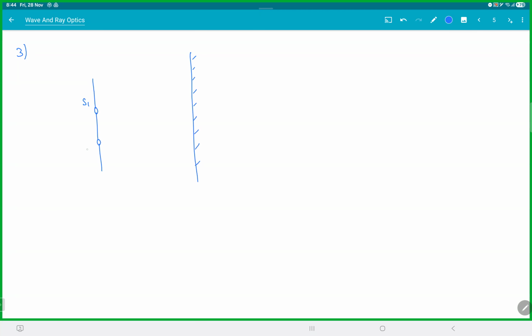S1, S2. So you're sending a parallel beam of light. Let's say this D is 3 mm. This is x is equal to 0, and let's say this D is equal to 3 meters. There is a point P here. This is x.